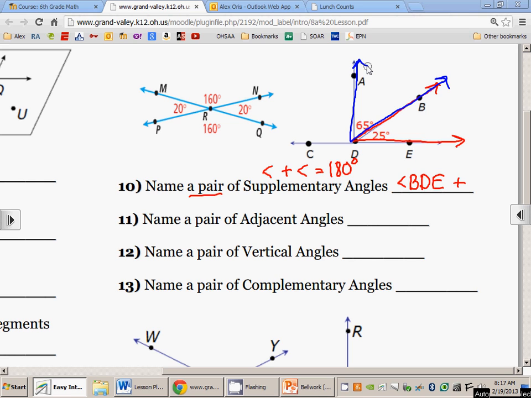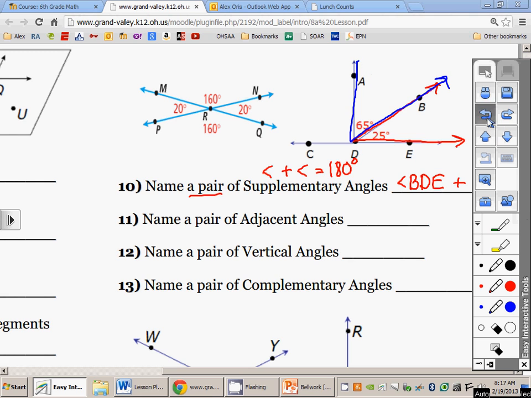180 or 90? They give you a straight line or a right angle. What do they give us? Oh, it should be ABC. They give you a right angle. I think that's actually an example of number 13, complementary. So let's back up here. We don't want them to add up to equal 90. We want them to add up to equal 180. So what's the angle that's going to give us the other part?